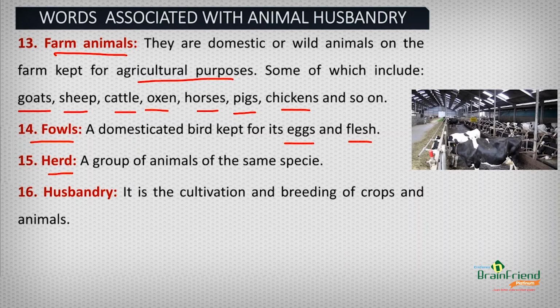Next, we have herd. This is a group of animals of the same species. Moving on, we have husbandry. Husbandry is a cultivation and breeding of crops and animals.